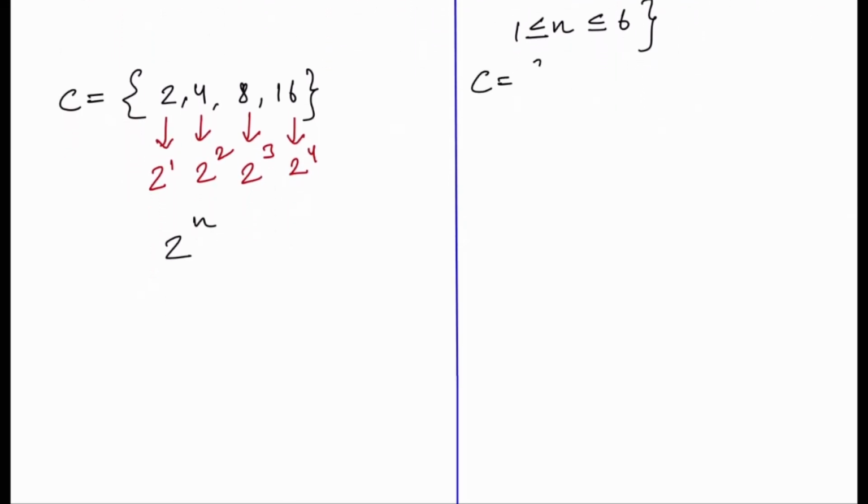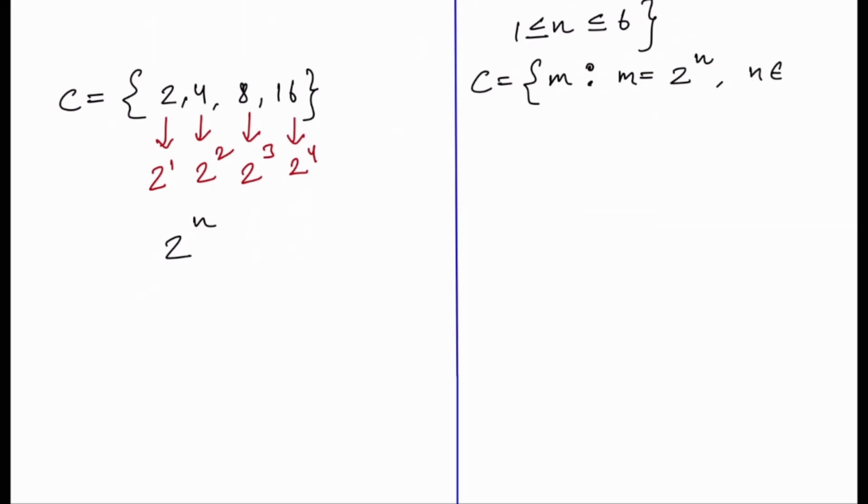Now we will write this. C is the set, and let M be an element of set C. We can use any variable here. Now M is an element of set C such that M equals 2 power n. This is the rule, this is the condition, because this is the property that every element follows. Now we have to mention what n is.